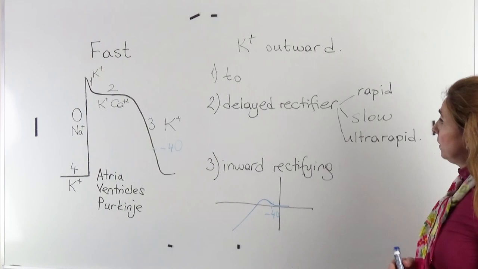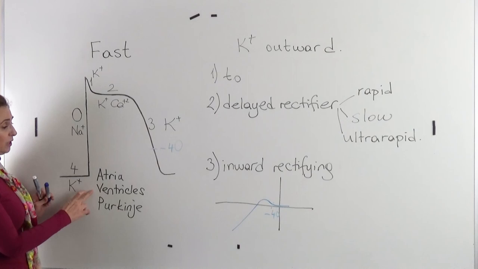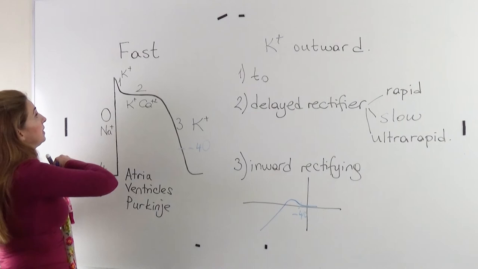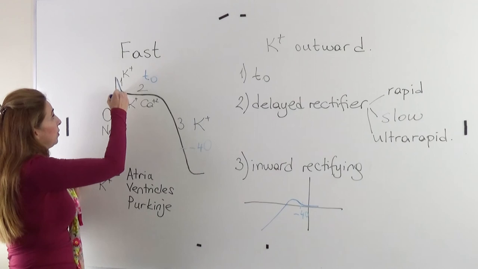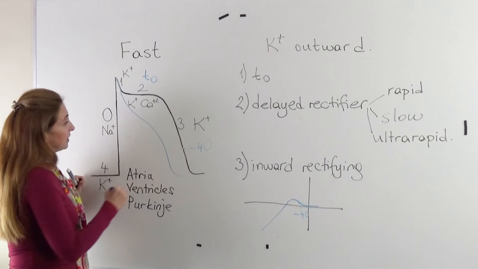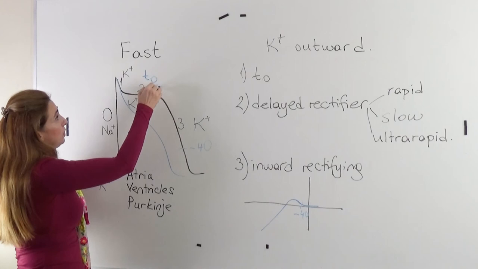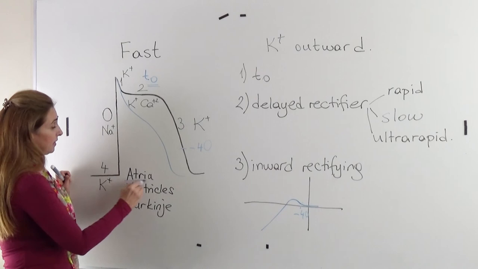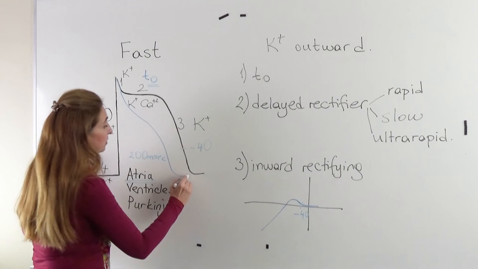What are the last few points that we can add to the fast action potential? One is the difference between atrial and ventricular fast action potentials. The transient outward current is more powerful in the atria, so the plateau is less visible. And if I am able to draw it nicely, the plateau is less visible, the action potential lasts shorter, and these are all due to a more prominent transient outward current in the atria. And therefore, the duration of action potential in the atria is something like 200 milliseconds, whereas the duration in the ventricles is about 300 milliseconds.